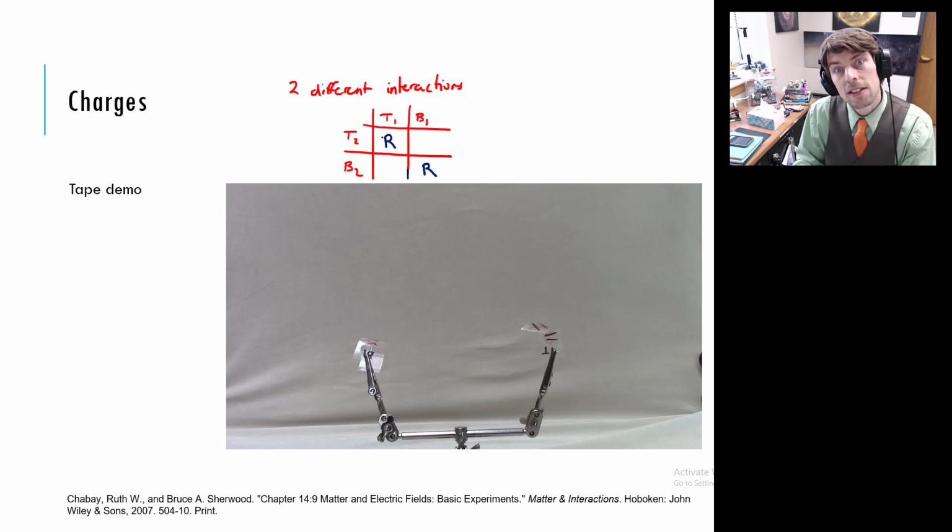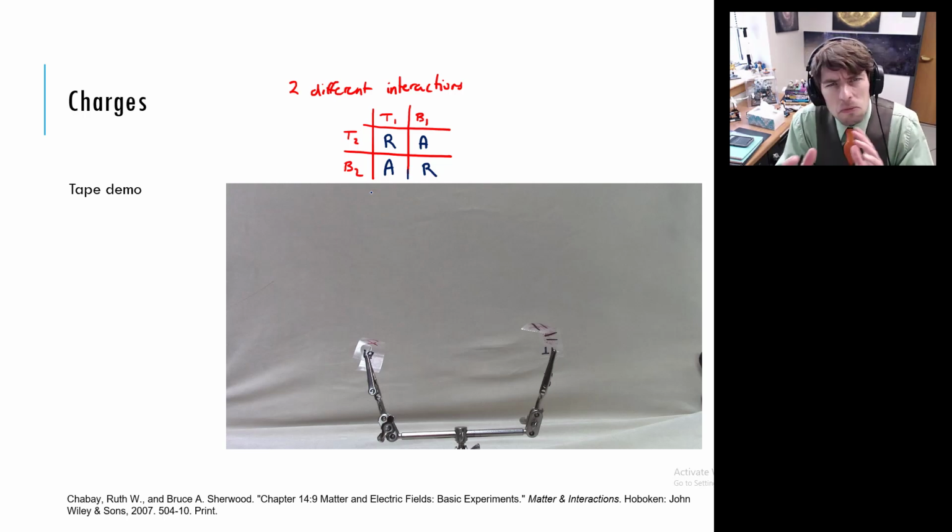Conversely, if we have a mix and match, that is a top and a bottom, and it doesn't matter if it came from the first set or the second set, as long as we have a top and a bottom, we get attraction. So we could flip this on the other side. We say there must be two different quantities because we get two different types of interactions. Now we could go further. Now that we have a way of separating those two mysterious quantities, say top and bottom, we can start looking at other objects.